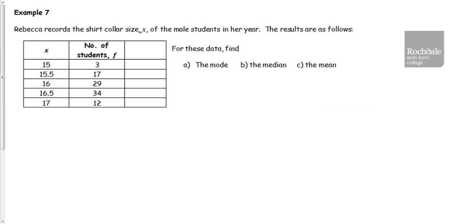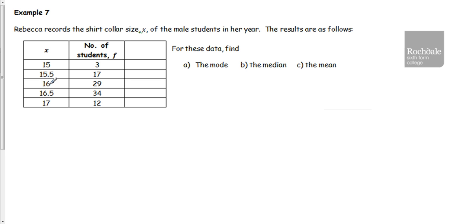Summarising data, example 7. The data here is displayed in a slightly different way to what we've had before, in the sense that we have individual values and the number of times they occur. So we're looking at the shirt collar size, which we're calling X, of male students in a particular year group. Collar sizes are given in inches, and in this particular year group, these are the different values that people said to be their collar size, and this is how many students.